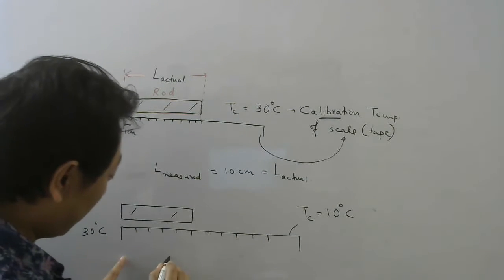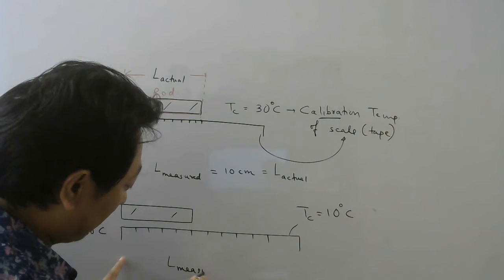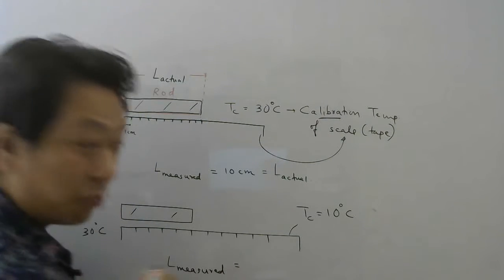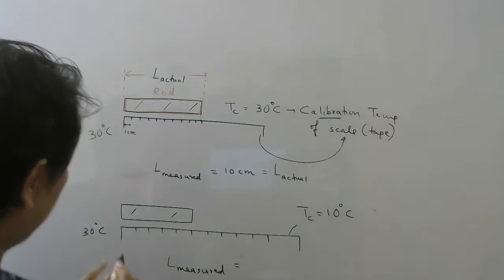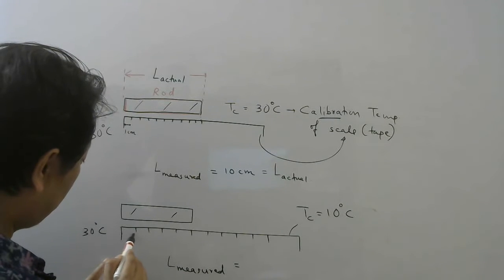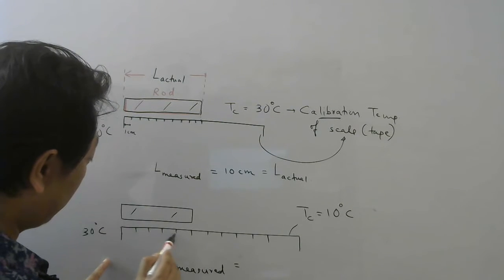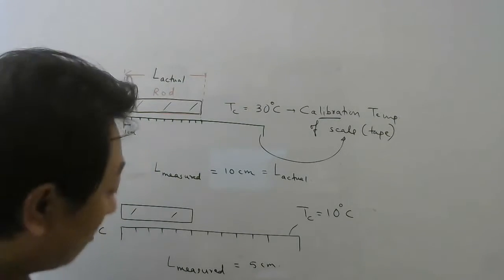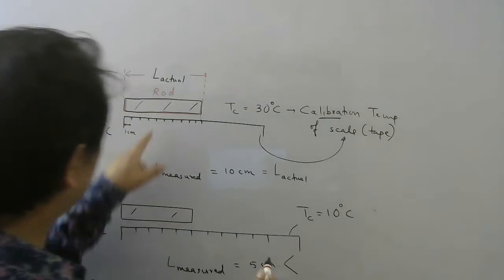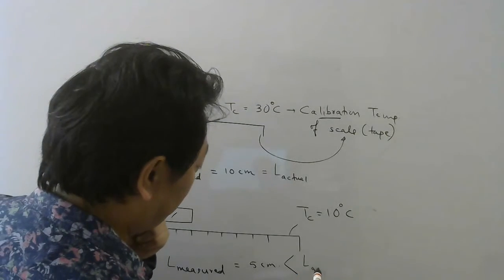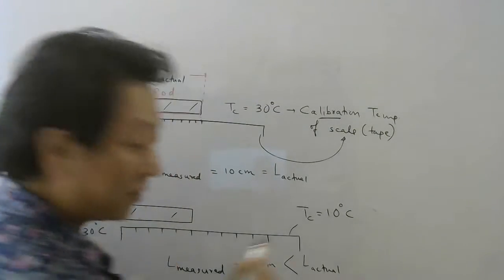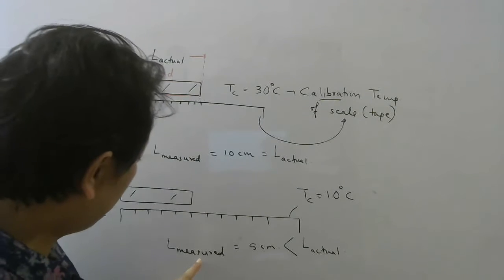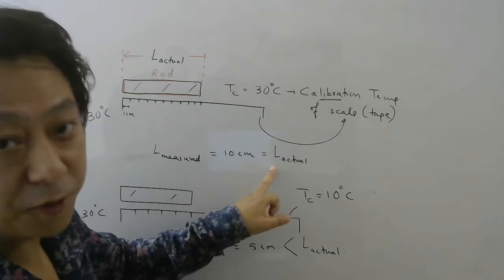So now when you measure the length of the rod with this scale, how much will you find it? Well, you can see from here to here is 1, 2, 3, 4, 5 centimeter, which means the measured length is less than the actual length. Right? Now how to find relation between this measured length and the actual length?